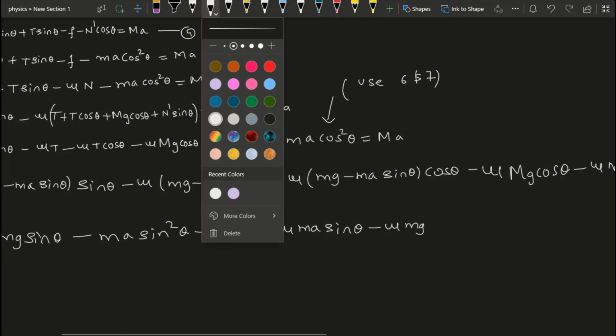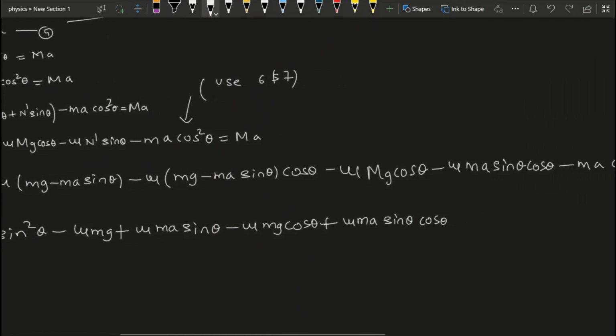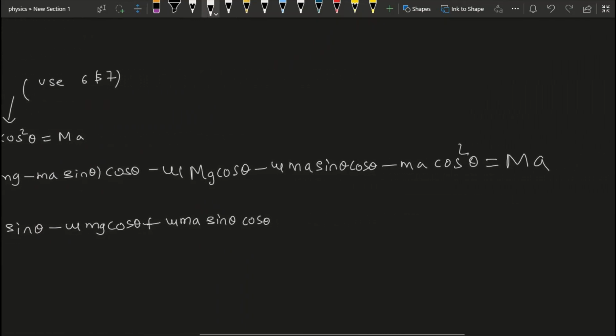So you need a lot of IQ to solve this problem, a lot of IQ and a lot of memory power also required, and minus of minus plus, and mu ma sine theta cos theta. Now see this one, and here we need simplification: minus mu into capital M g into cos theta minus mu into ma sine theta cos theta minus small m into A into cos square theta is equal to capital M into A.